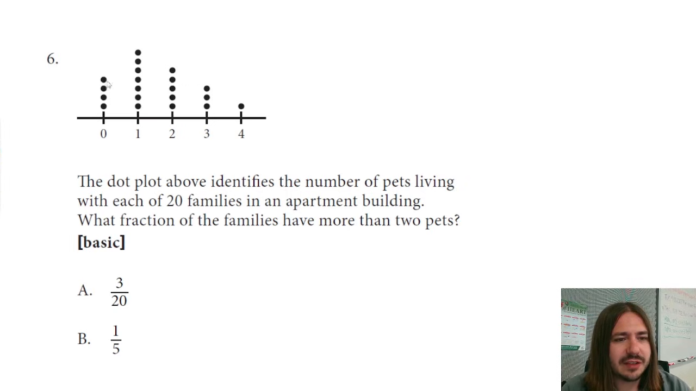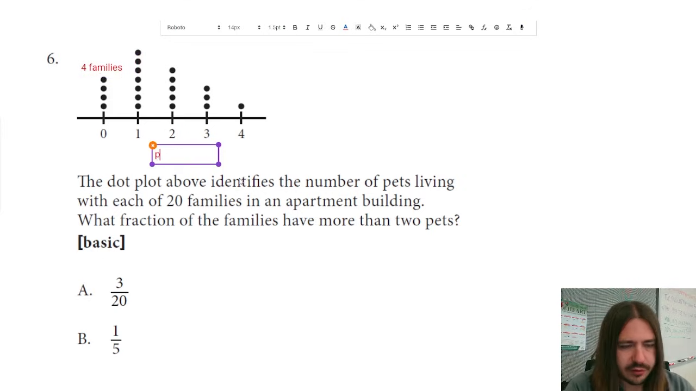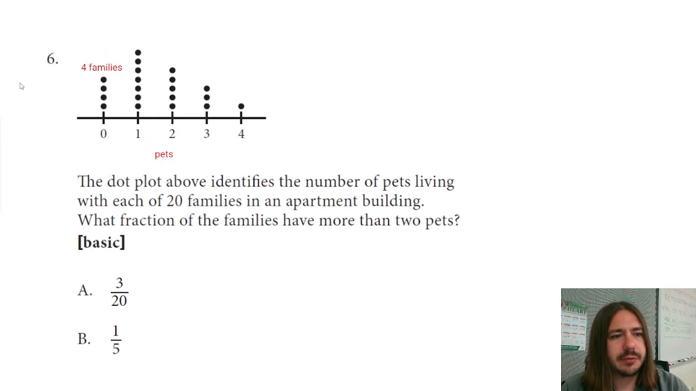So let's go ahead and count the dots here first. I see 0 families, I'm sorry, 4 families have 0 pets. Go ahead and put pets down here. Put families and pets.